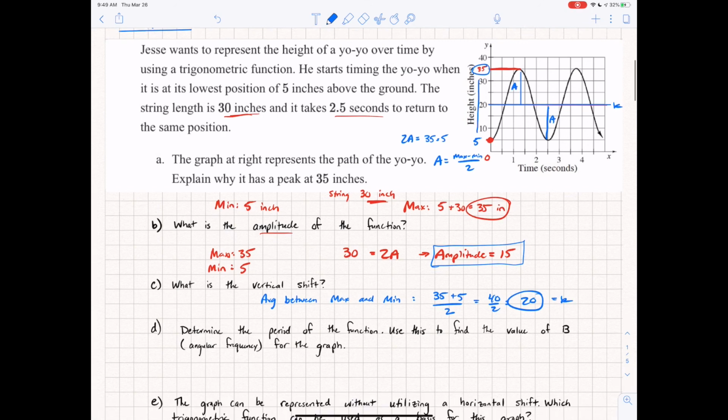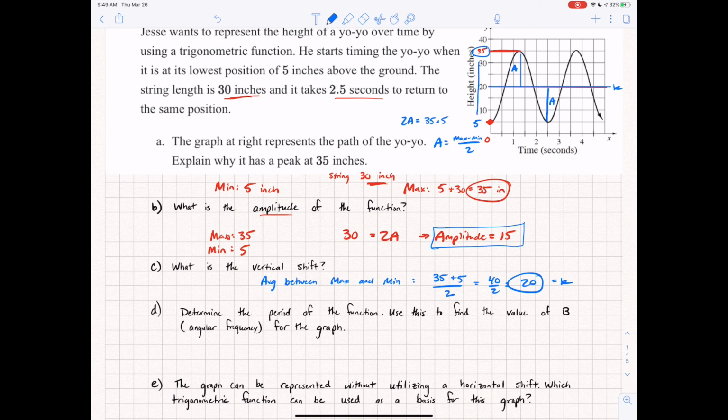So now determine the period of the function. Use this to find the value of B, which is called the angular frequency for the graph. Period is always easier to find than B, especially in a word problem, because remember what period is referring to. Period is defined as the length of time, the length of x, or whatever, in this case, the length of time, to complete one cycle.